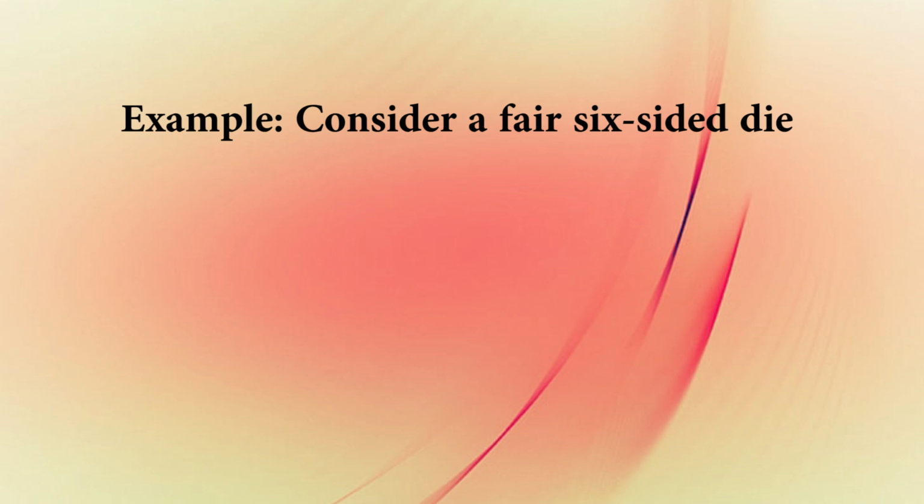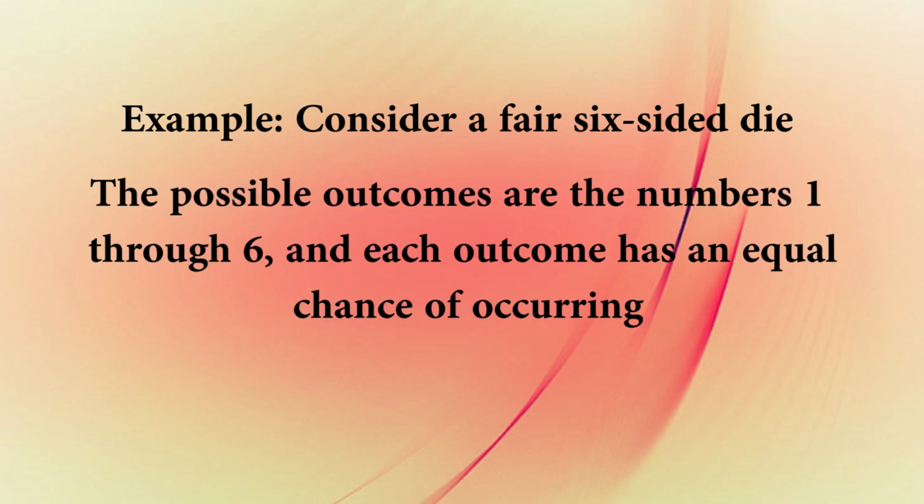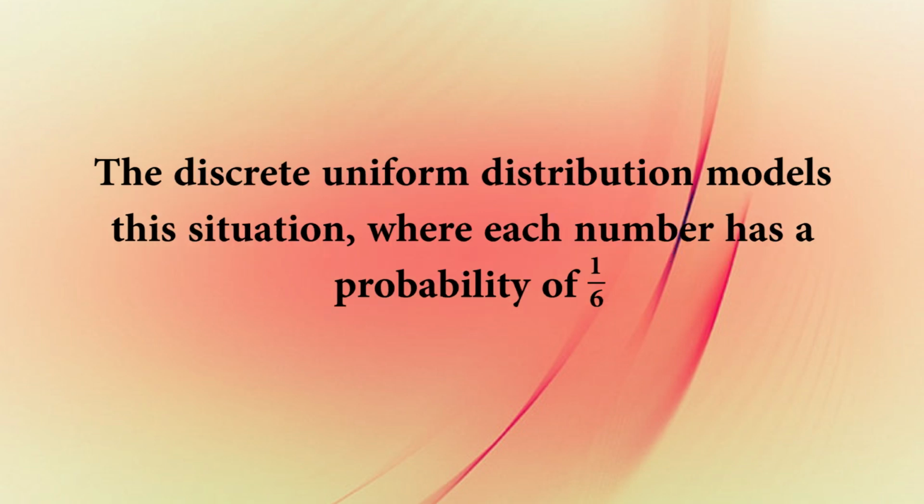For example, consider a fair six-sided die. The possible outcomes are the numbers 1 through 6, and each outcome has an equal chance of occurring. Then, discrete uniform distribution models this situation, where each number has a probability of 1 by 6.